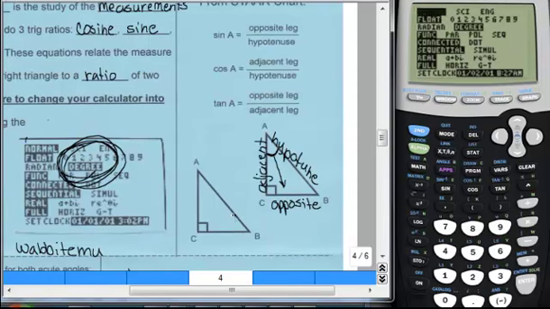But if we're focusing on B, our hypotenuse is still in the same spot, but the opposite and adjacent change, because remember I told you adjacent is next to. So if we're focusing on this angle, then that makes this adjacent. And then it makes this side opposite.